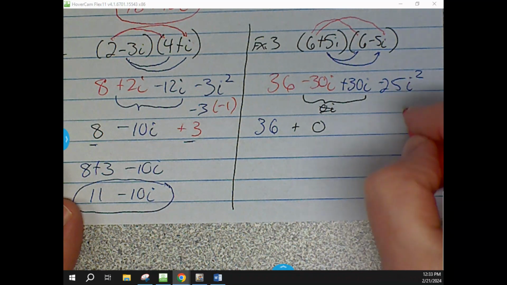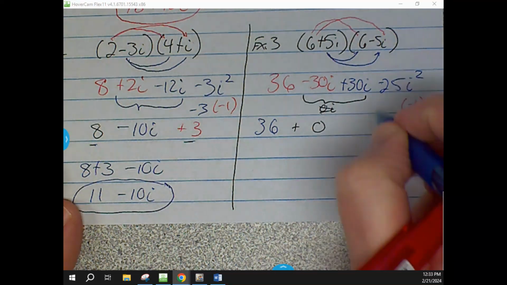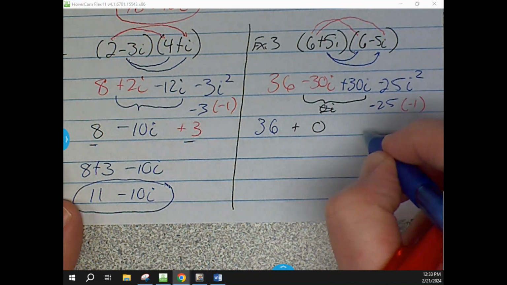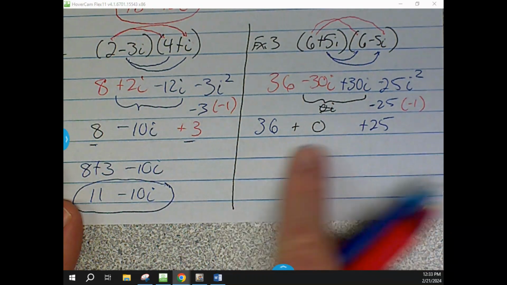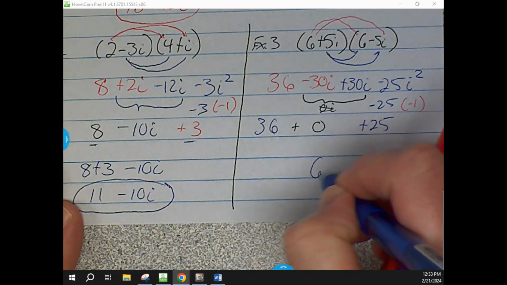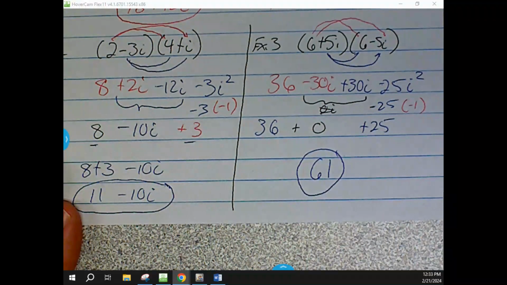And then for the I squared, again, take that out, make it negative 1. So it's negative 25 times negative 1. That makes it a positive 25. So we've got 36 plus 0, which is just 36, and then 36 plus 25 would just be 61.